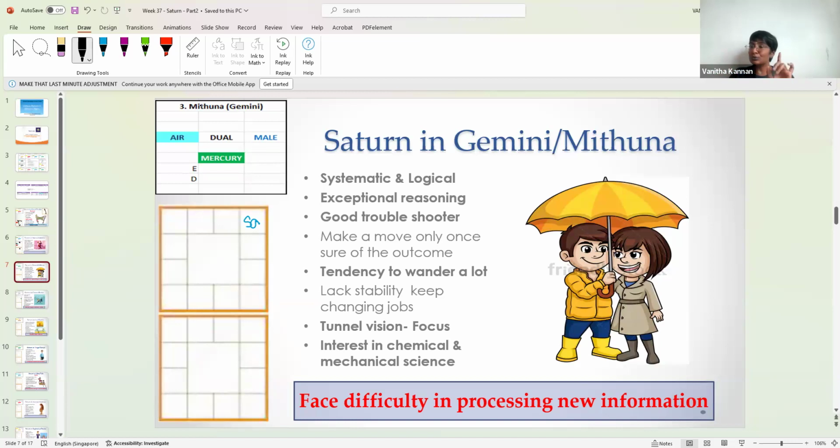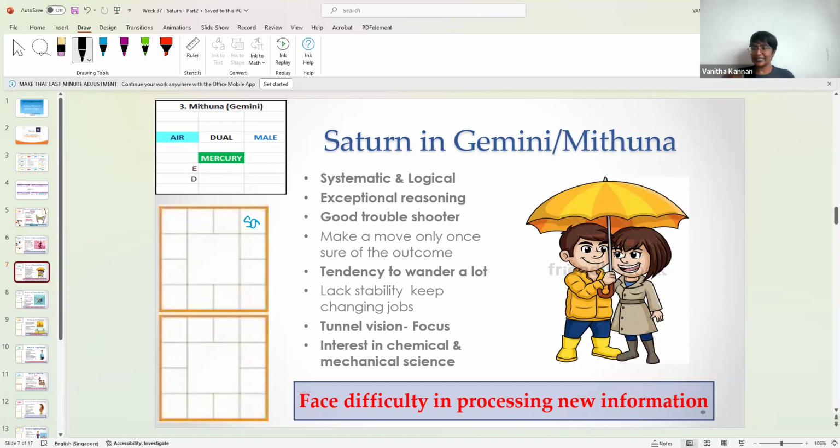Okay, now who's the owner of the house? Mercury is the owner of the house. Now the question: is Mercury a friend or enemy? Friend. So now Saturn was sitting in a friend's house. In a friend's house there is no exaltation and no debilitation. We know about Mercury's nature. Mercury will be very good in communication, good intelligence, and he's the young prince.